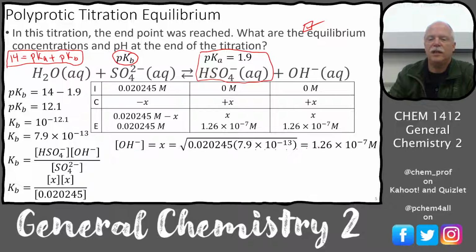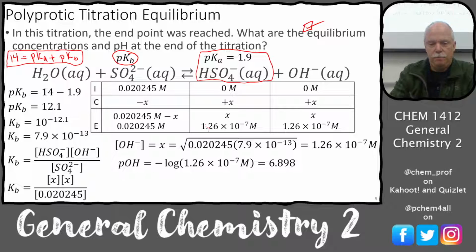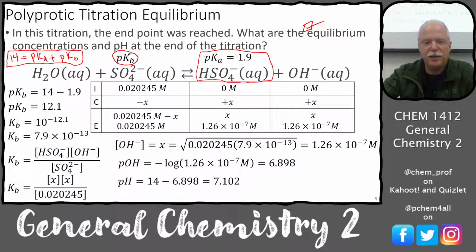Well, this is the hydroxide ion concentration. So what do I do next? Take the minus log, and that will give me what? The pOH, yeah. So we solve for the pOH. Take the minus log of that number. I kept an extra few digits just to keep from rounding errors. So 6.898 is the pOH. Subtract that from 14 to get the pH. So here's our second thing that we wanted to know.